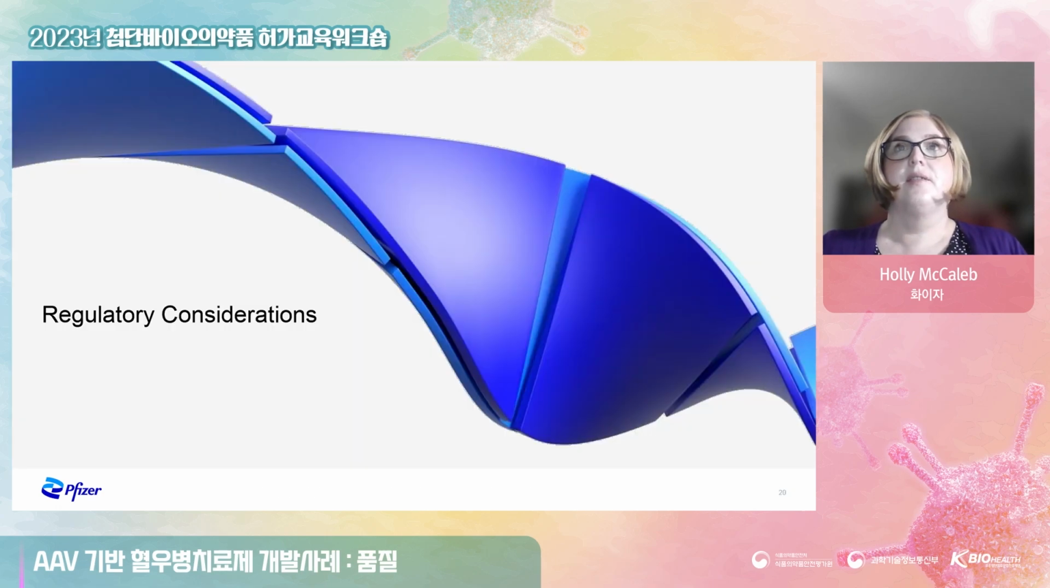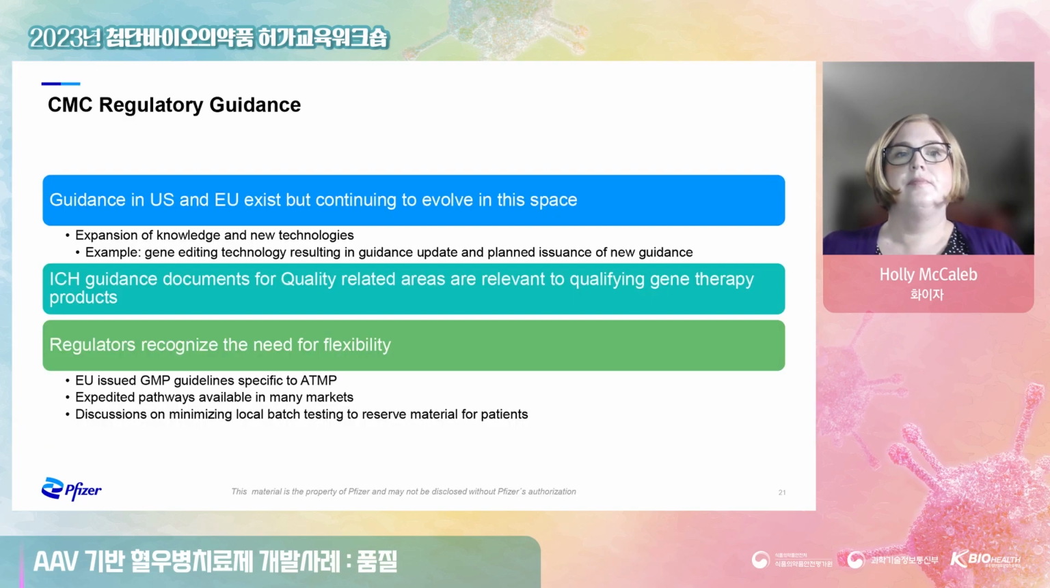I will now discuss regulatory considerations. CMC regulatory guidance for cell and gene therapies does exist in the US and EU, but it continues to evolve with increased product understanding and the development of new technologies. One example is a recent FDA draft guidance on gene editing technology that was released in 2022. ICH quality documents are considered relevant to qualifying gene therapy products.